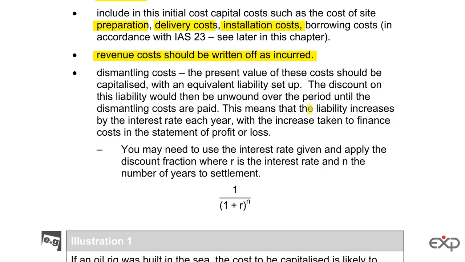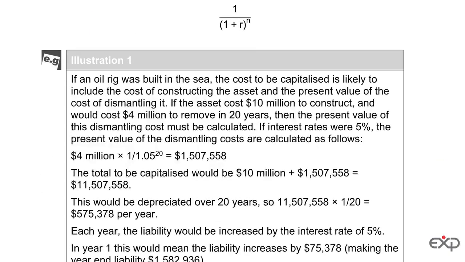You will then depreciate it. The corresponding credit will go to liabilities. And as you get closer to paying that dismantling cost, the present value of that liability will increase. Let's have a look at this illustration number 1 here.